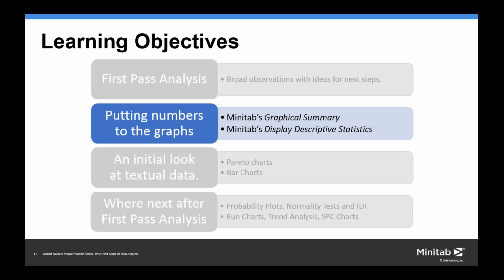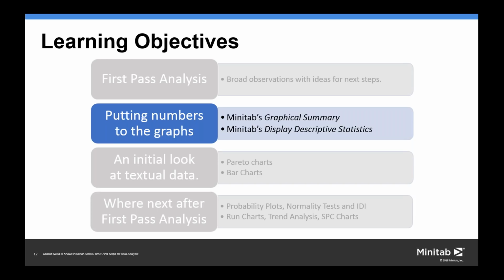Okay, so the second part of today's webinar is about putting numbers to the graphs. Everything we've done so far has been without any specific numbers. We've been using graphs to look at the data visually. Now, the calculation of key statistics to support the graphs is the next logical step. You need to be able to quantify your data during first-pass analysis, particularly if you're presenting findings back to others in the business, or if you're trying to establish what the baseline of your process is, for example.